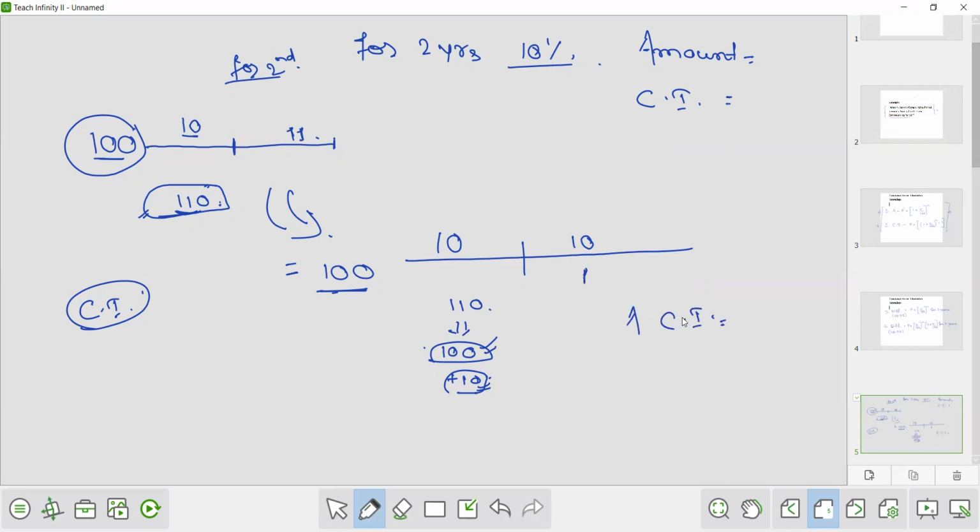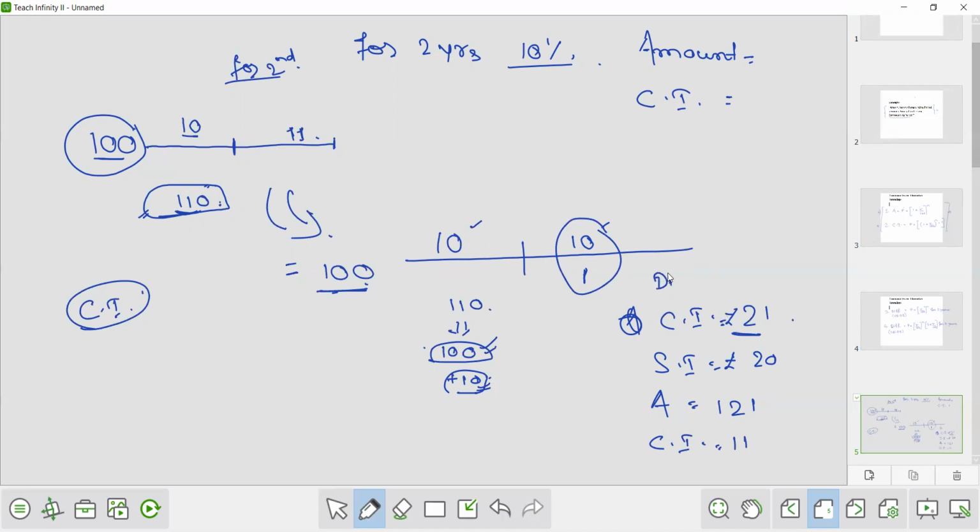So in total, at the rate of 10%, you have got 21 rupees as the compound interest. Now simple interest is how much? 10 plus 10 for 2 years, it is 20 rupees. Now the amount is how much? The amount is 100 plus CI 21, that is 121. Now if somebody asks you what is the compound interest for the second year, it is 10 plus 1, that is 11.